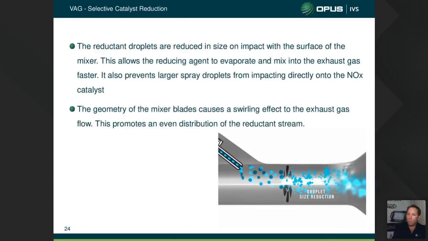Okay, the reductant droplets are reduced in size and impact with the surface of the mixer. This allows the reducing agent to evaporate and mix into the exhaust gas faster. It also prevents larger spray droplets from impacting directly onto the NOx catalyst. The geometry of the mixer blade causes a swirling effect to the exhaust gas flow. This promotes an even distribution of the reductant.